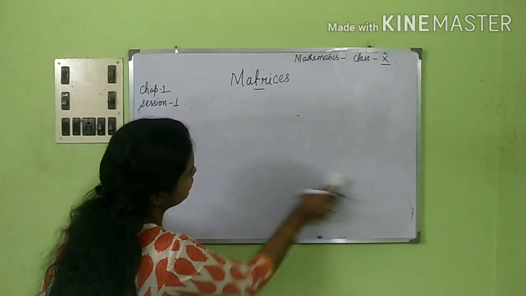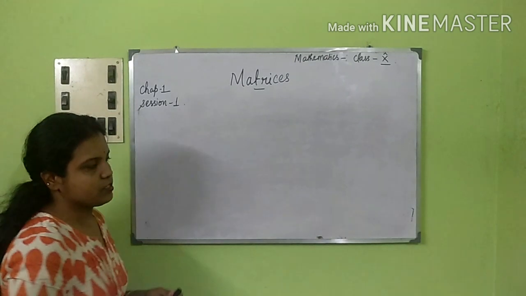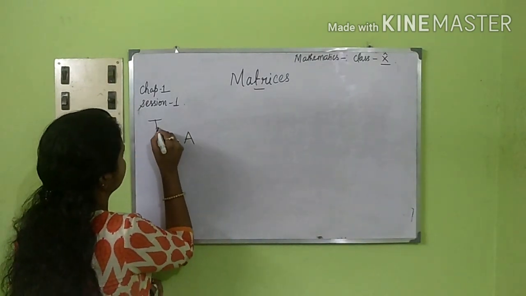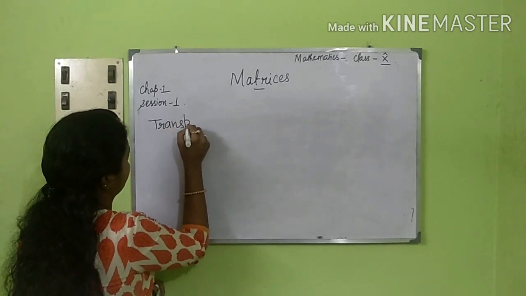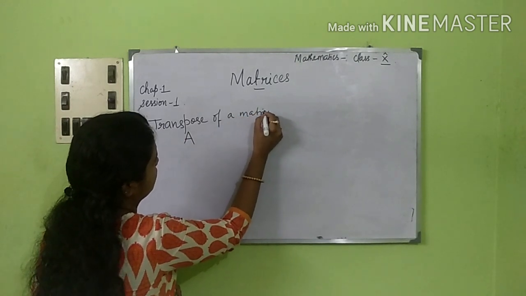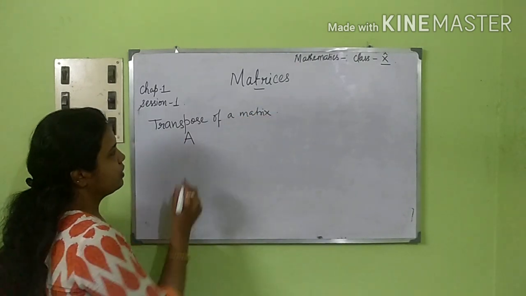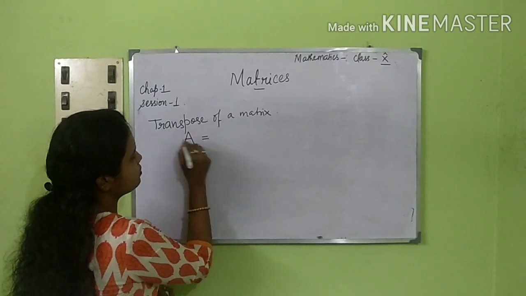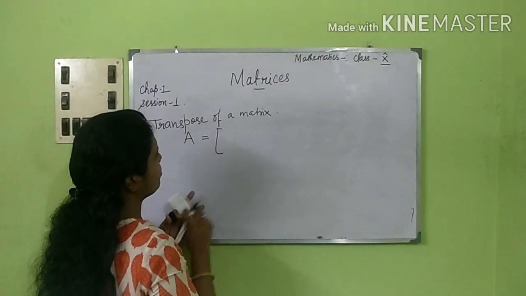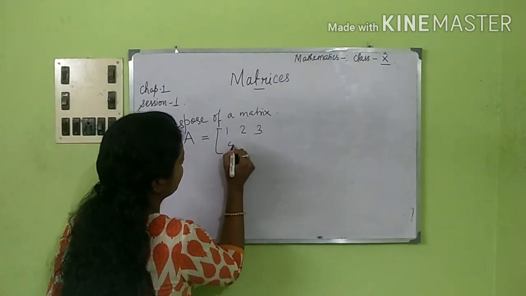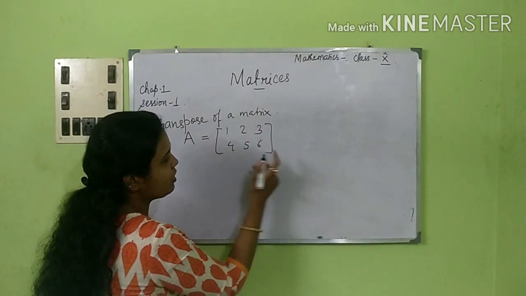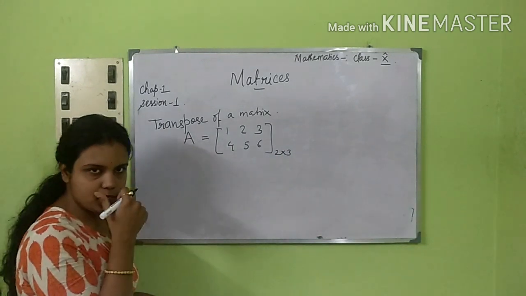Next, coming to the transpose of a matrix. What is the transpose of a matrix? Suppose A is a matrix, and let me write it as 1, 2, 3, 4, 5, 6. So what is the order of this matrix? 2 rows and 3 columns. That means 2 into 3, rows into columns, right?